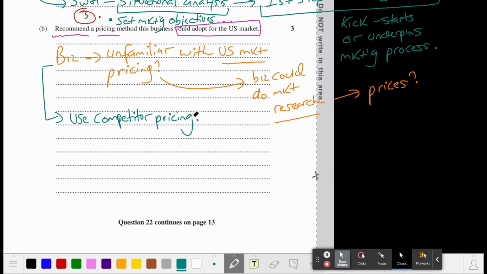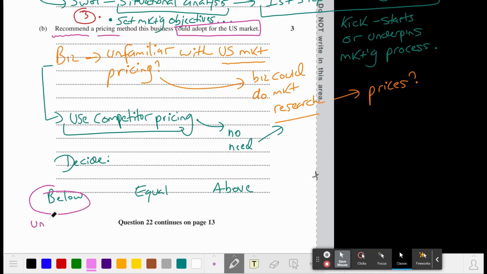So for example, if we use competitor pricing, then there is no need for this market research. So we might save time and money there. In terms of the competitors' pricing, are we going below that price? Are we going to go equal to that price? Or are we going to go above that price? Going below will undercut the price of the competitors, and what I'm trying to do is rapidly gain market share. If I am charging equal to the price, then I'm saying, well, the product is as good as the competition.